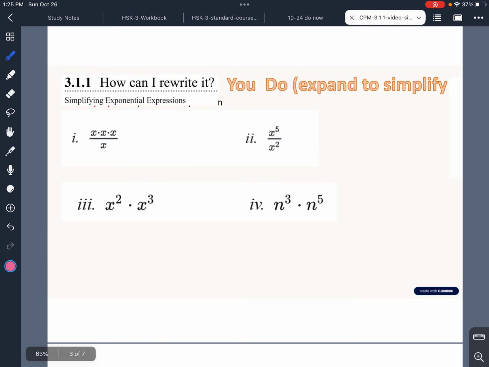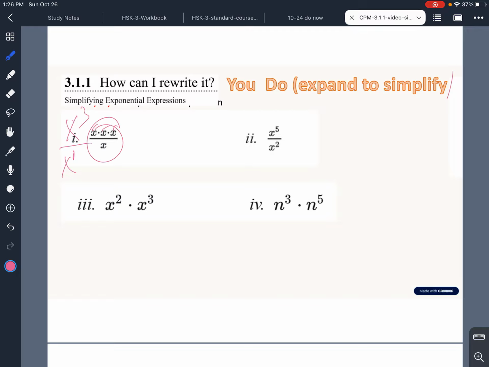All right, so first we're going to do it. Some of you may already know the rules, but we're going to go ahead and derive those rules. So for example, here I have x times x times x, which is x cubed, or x to the power of 3, over x. Now, if you don't see anything up here, it doesn't mean nothing's there. It just means it's to the power of 1. So that's x to the power of 1.